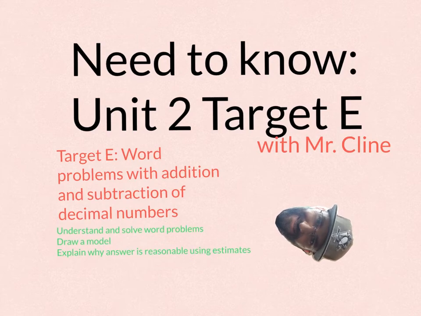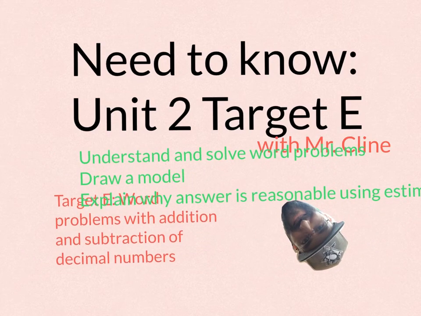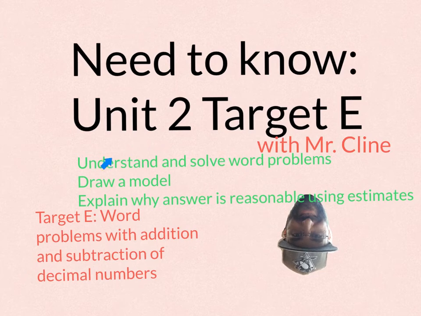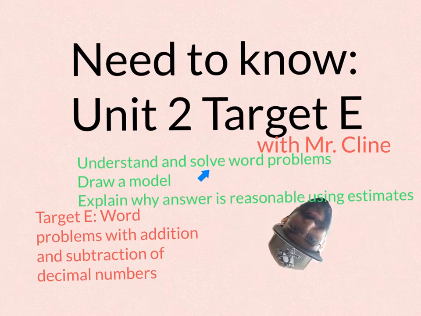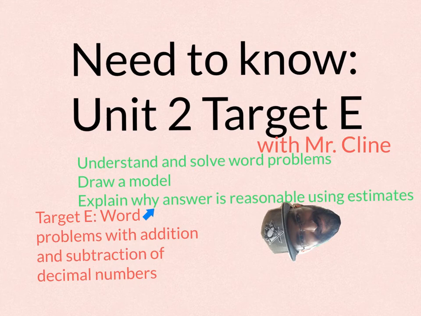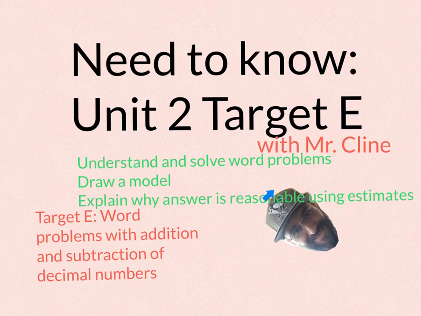And really there are three things that you're going to be asked to be able to do on your test coming up. One is to understand and solve word problems. So that's just being able to actually read the word problem, figure out what's happening, and find the correct answer. You're going to need to be able to draw a model, and I'll show you some different ways to do that. And last is to explain why an answer is reasonable using estimates. So that's where you're going to do a little rounding and show why an answer makes sense using an estimate.